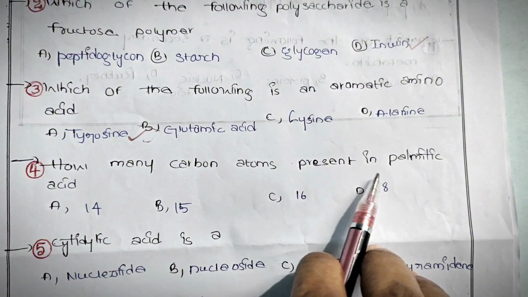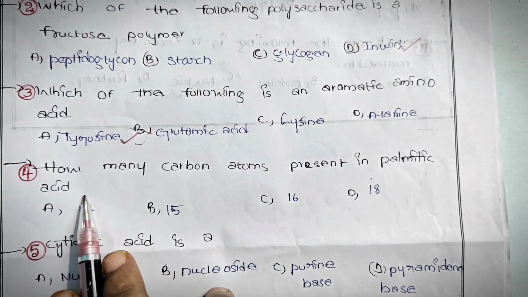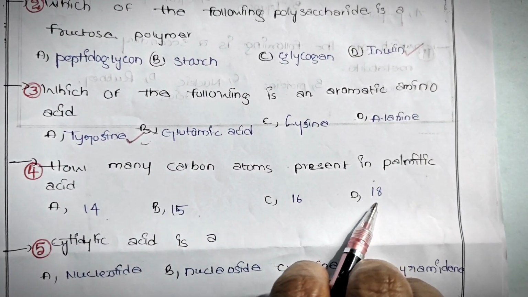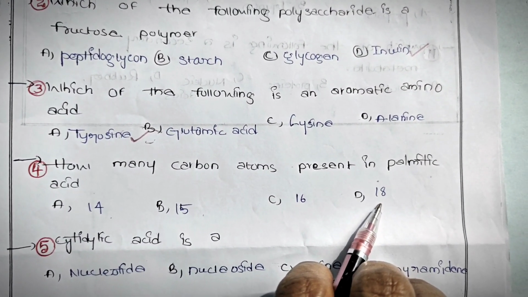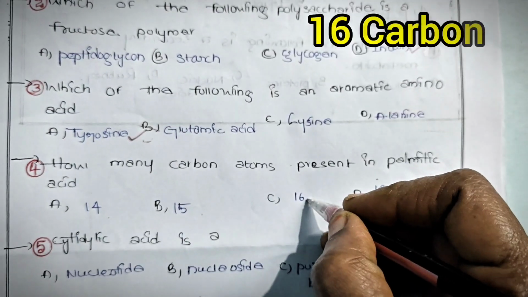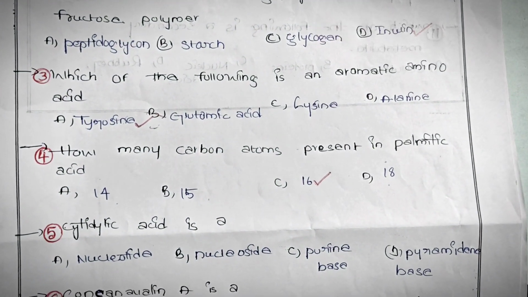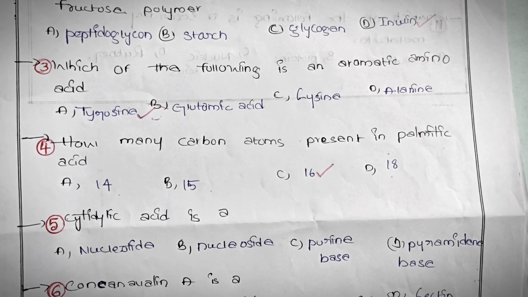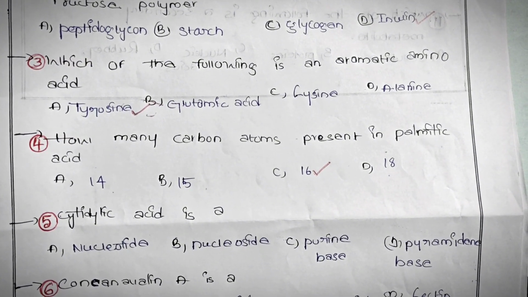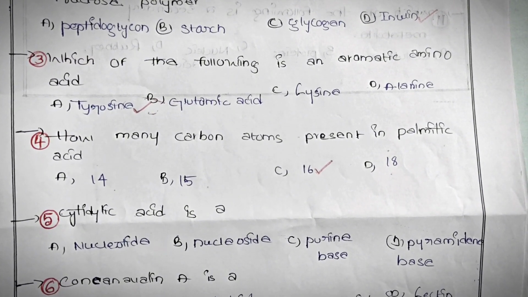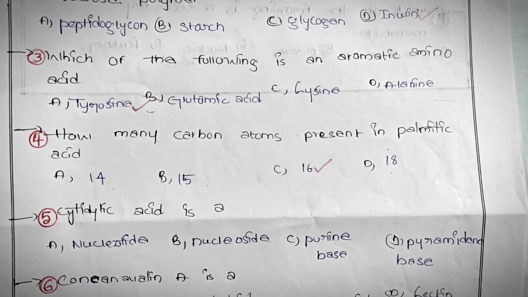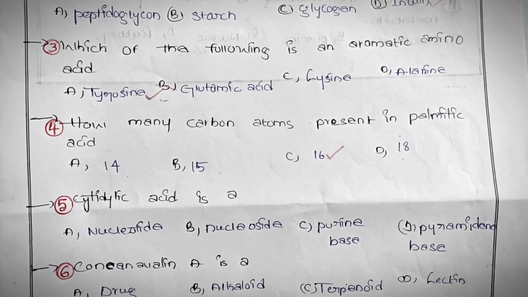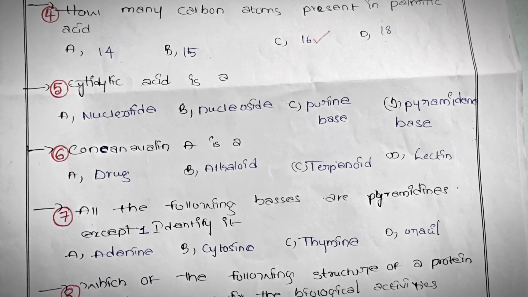How many carbon atoms are present in palmitic acid? Options are 14, 15, 16, 18. For this, the correct answer is 16 carbons. Palmitic acid contains 16 carbons. It is a saturated fatty acid with a molecular formula of C16H32O2. So it consists of 16 carbons, and 16 is the correct answer. Let's see the next question.